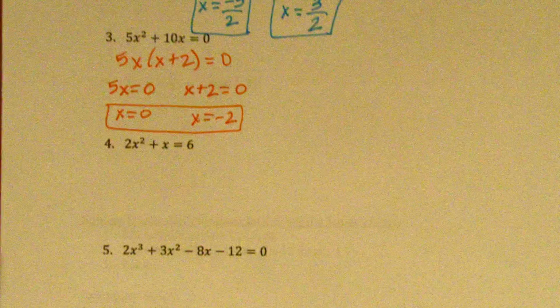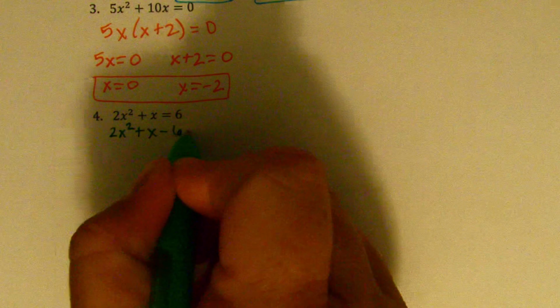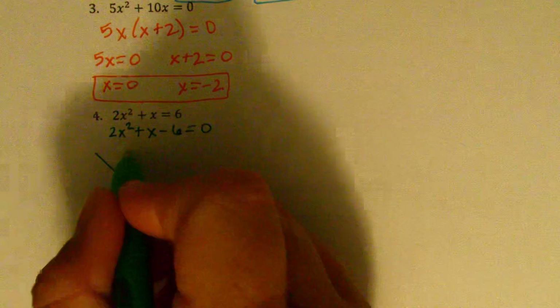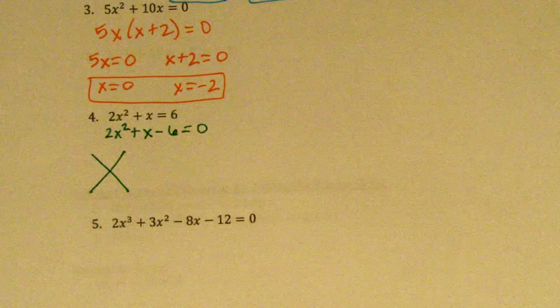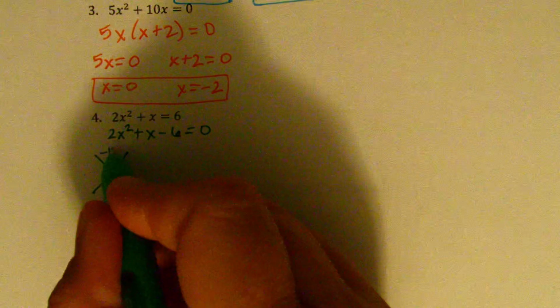In the next example, it is not set equal to 0 yet, so the first thing I want to do is get the 6 over on the other side. 2x squared plus x minus 6 equals 0. And then, this is a trinomial, I can go ahead and go into the x method. Negative 6 times 2 is negative 12.